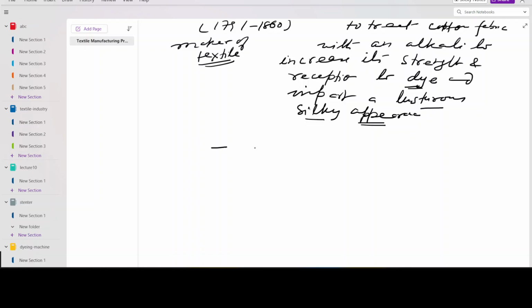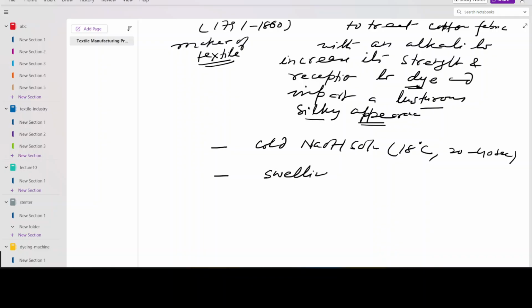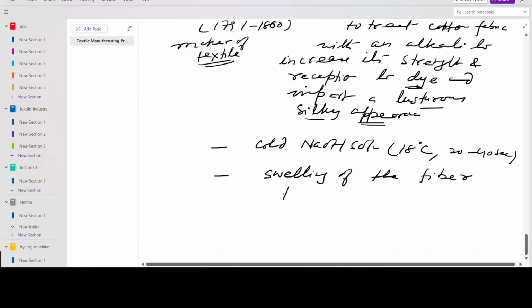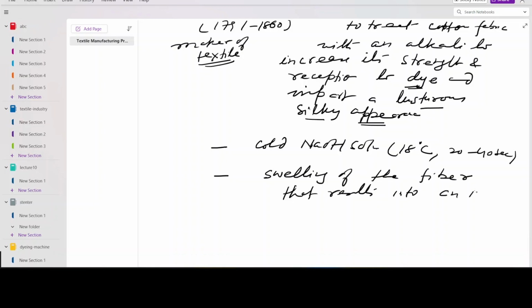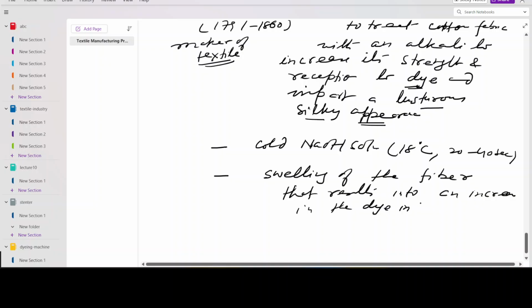In mercerization, fabric is treated with cold sodium hydroxide solution at 18 degrees centigrade for 20 to 40 seconds. When we use the mercerization process, it causes swelling of the fiber that results in an increase in dye intake.